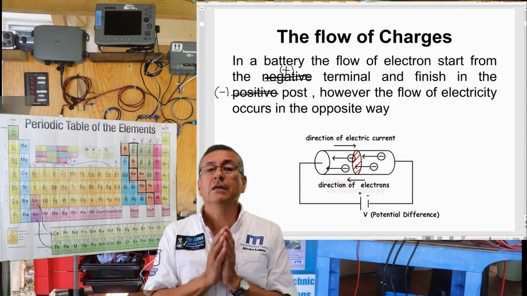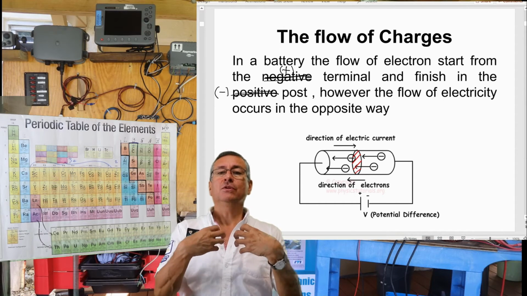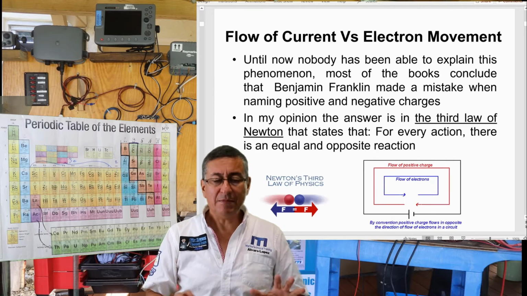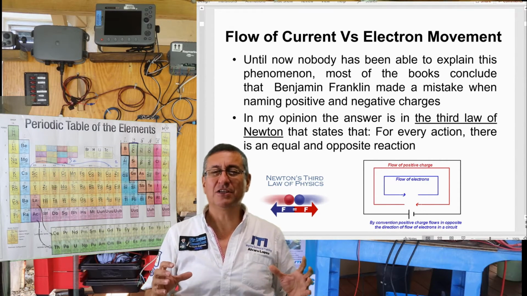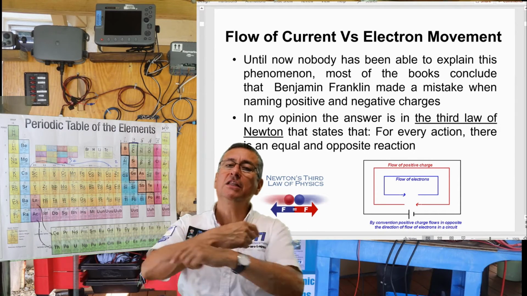Don't forget, the electrons jumped from the positive and enter into the negative. Alright? That's the most important part. Let me explain in a simple way the concept that the flow of electrons is in one direction and the flow of electricity in the opposite.